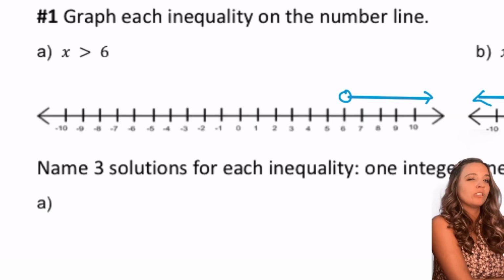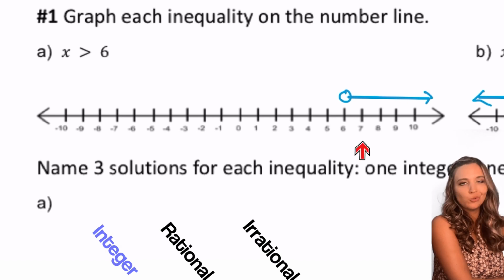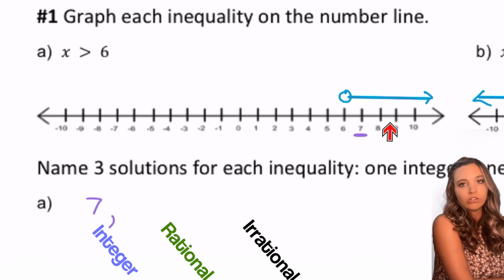Let's name 3 solutions for these inequalities. One integer, one rational, and one irrational. One integer, X is greater than 6. Let's choose 7. One rational, fractional. Okay, X is greater than 6, so it could be 6.2 or 8.5 or 7.3.